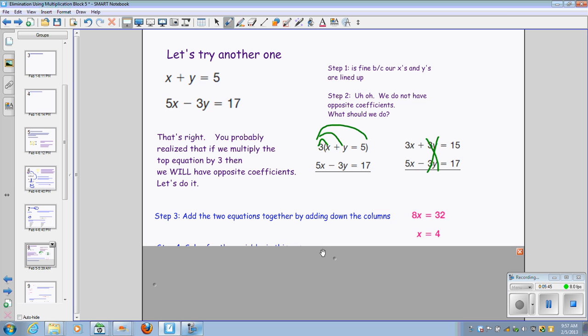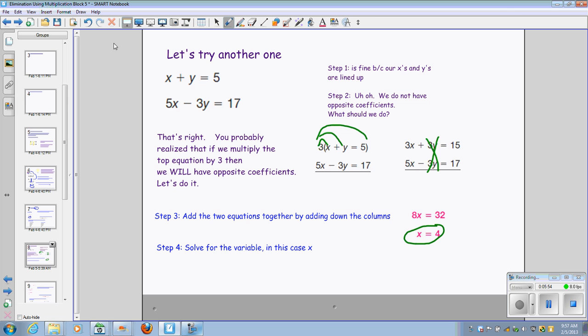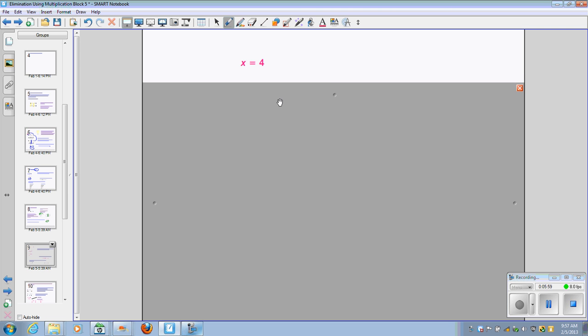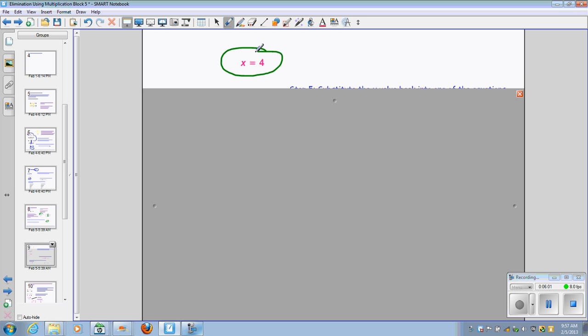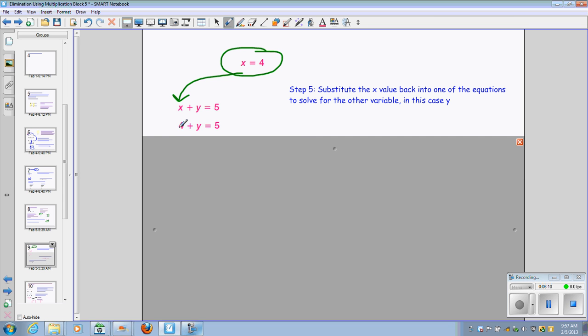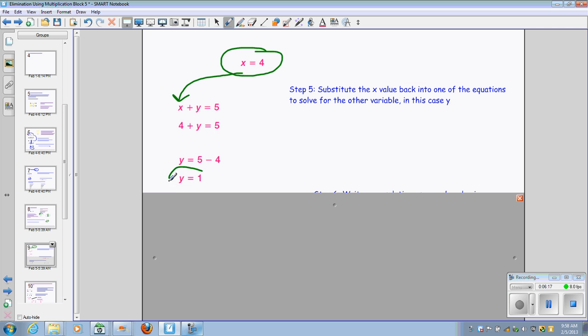Going to go ahead to step 4, solve for the variable, which in this case is x. If we divide both sides by 8, we get that x equals 4. We can now go to our next step. Again, I'm going to put the little shade up. Remember, we found that x equals 4. Step 5, we're going to substitute that x equals 4 back into one of the equations and solve for y. So when x is 4, we have 4 plus y equals 5. We subtract a 4 from both sides, and we find that y equals 1.